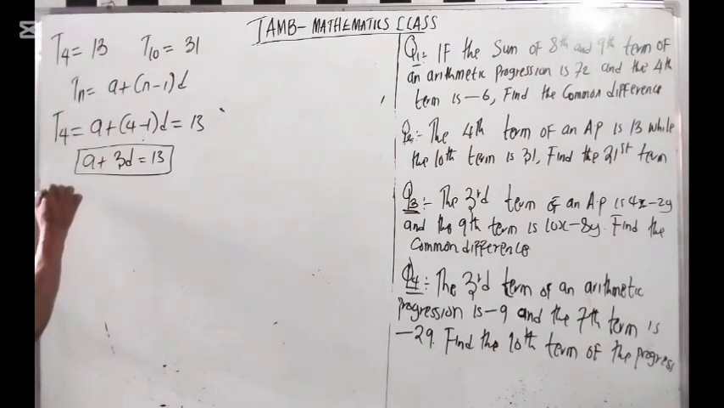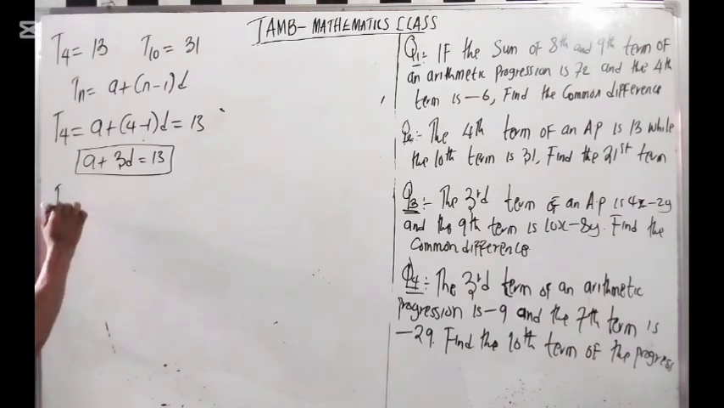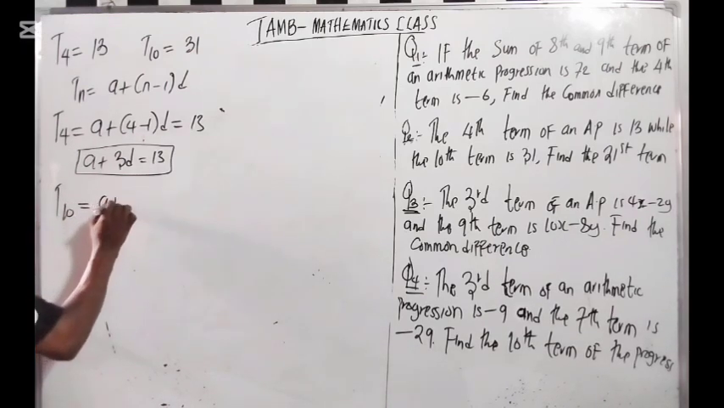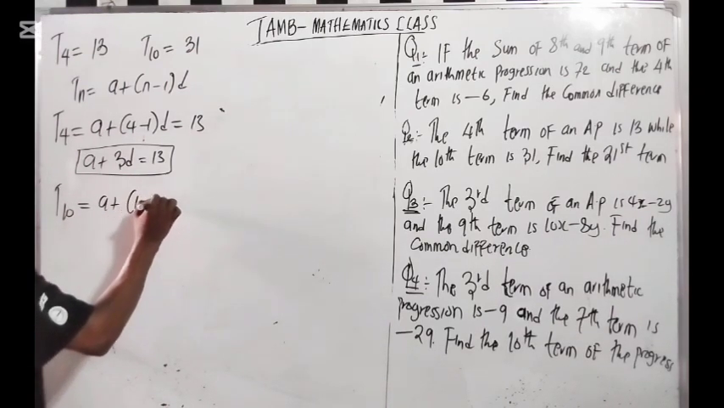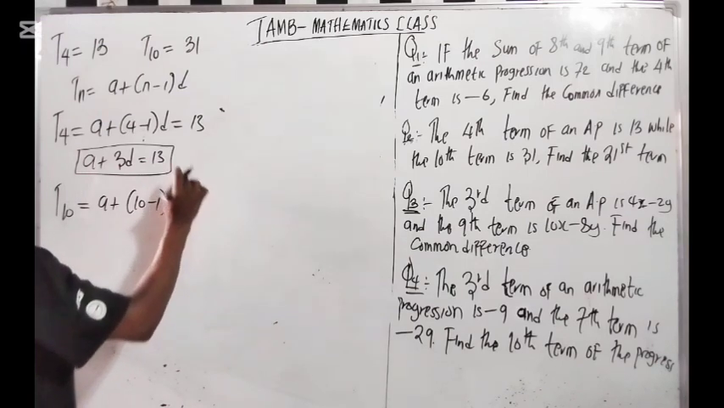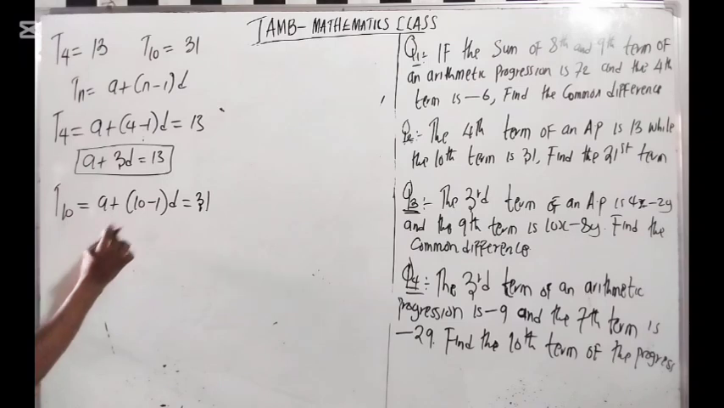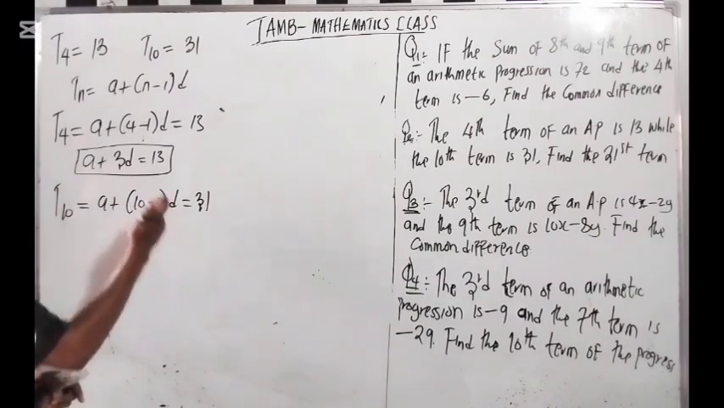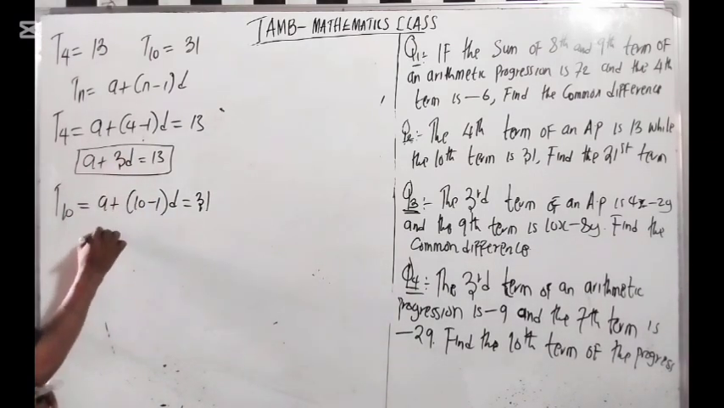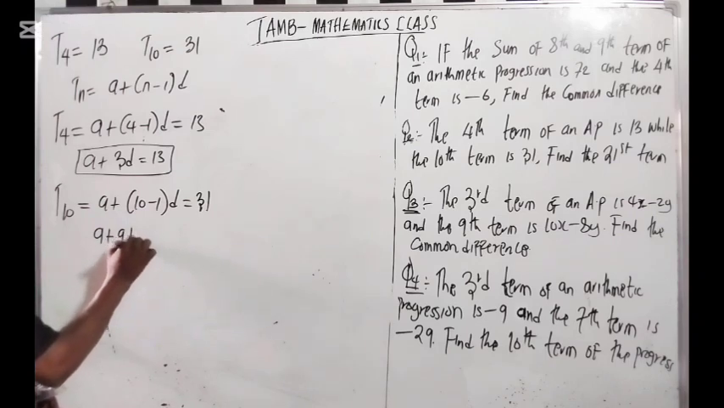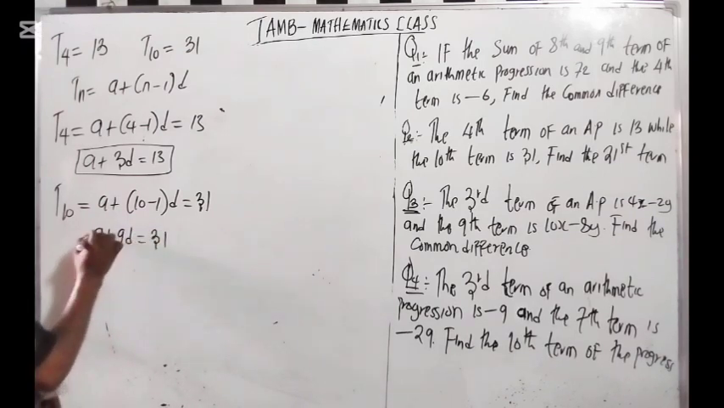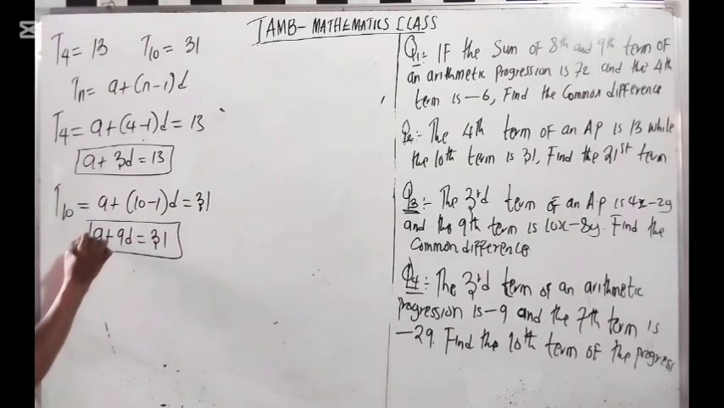You are still going to do the same thing for this other one here. So you have the tenth term equals to a plus 10 minus 1 d equals to 31. Can you see that? So 10 minus 1 is 9, times d is 9d. So it's going to be a plus 9d equals to 31. So here is my second equation.